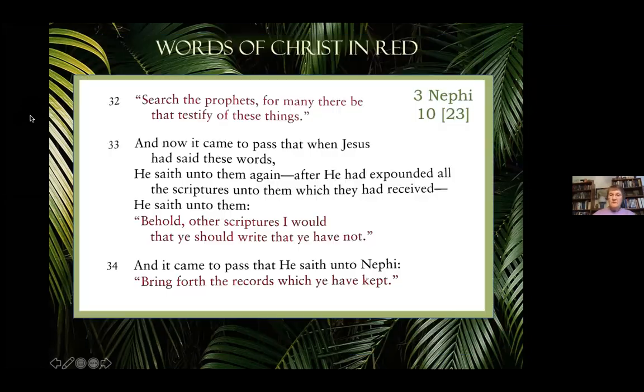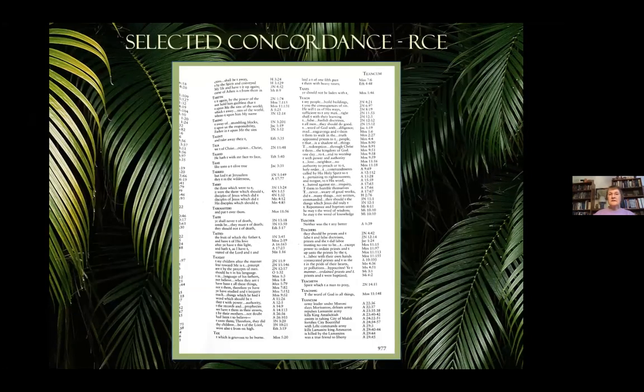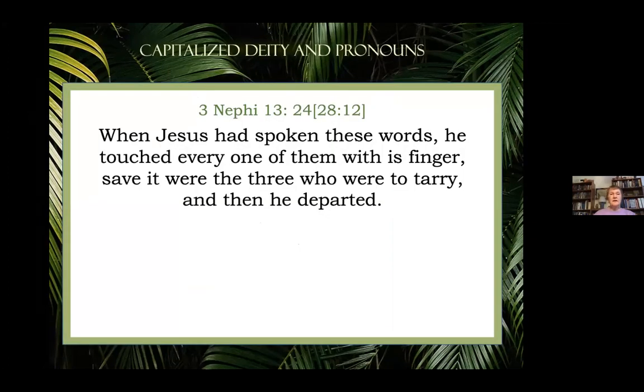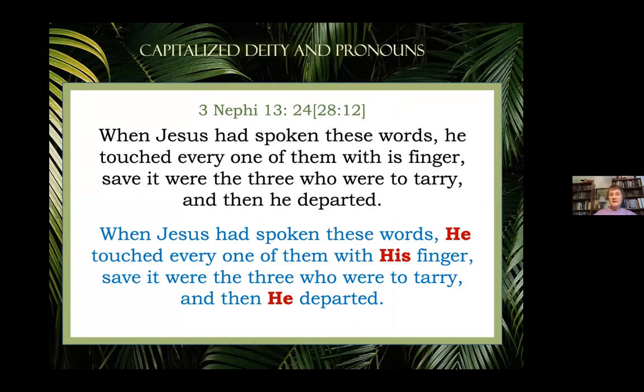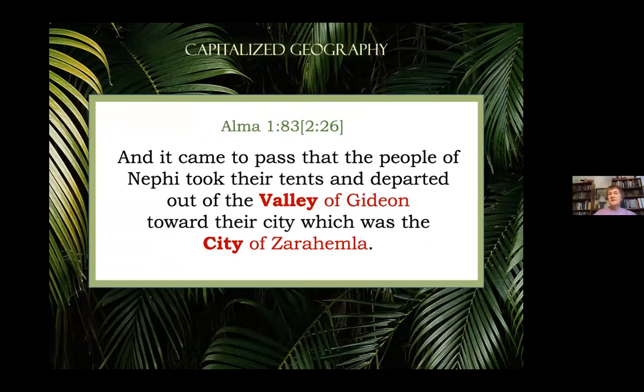It has a new concordance, and there's almost 200 pages at the back for the concordance and geography. We capitalized all deity in there, and so any references to him, which I really like. I wish all our scriptures did that. And we also capitalized geography, which makes it stand out better.